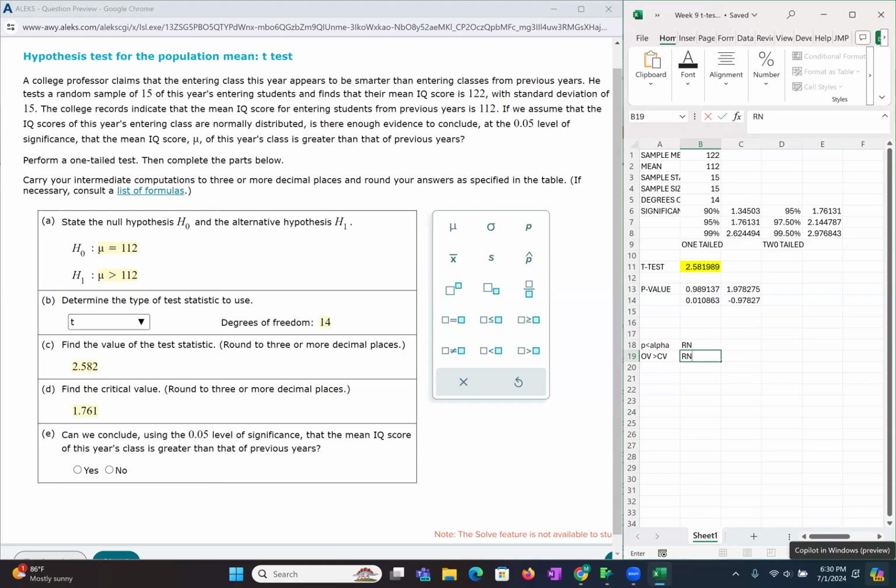What would you conclude? What's OV? Observed value, the test statistic. Critical value is the critical value that you see in the table. All right, so then we would be rejecting this one. We reject what? The null. We reject the null.